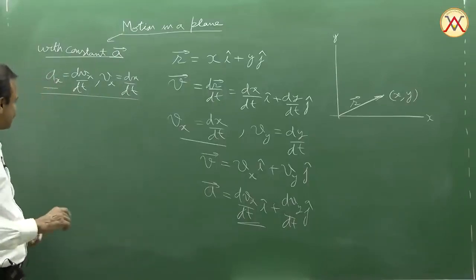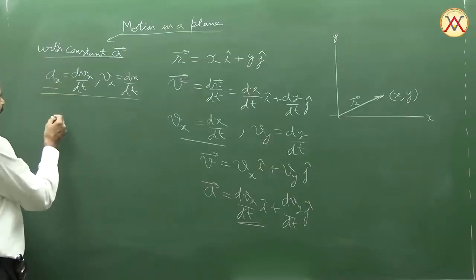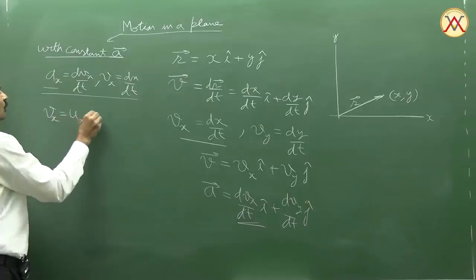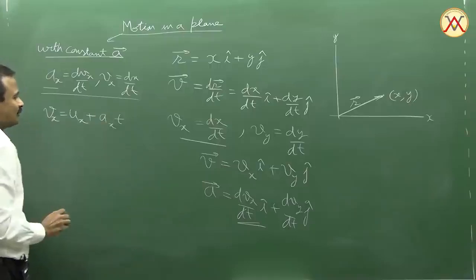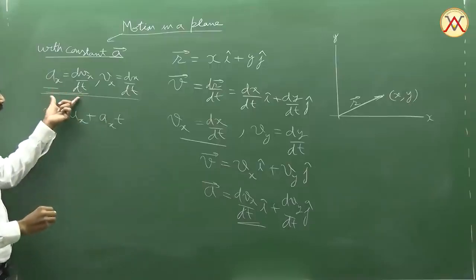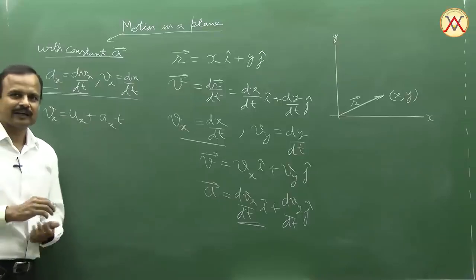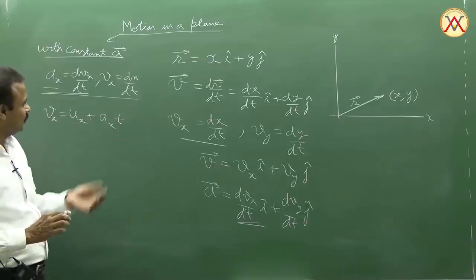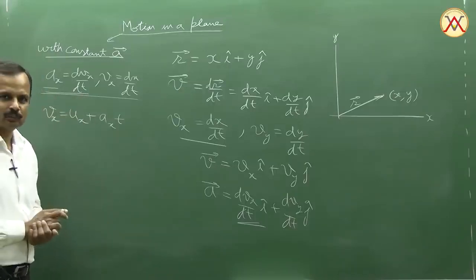So in the x direction, in the place of v equals u plus at, I can write vx equals ux plus axt. See, ax is constant. If you integrate, you will get this, where ux is of course the initial value of the x component of velocity. We have already done this in one dimension.